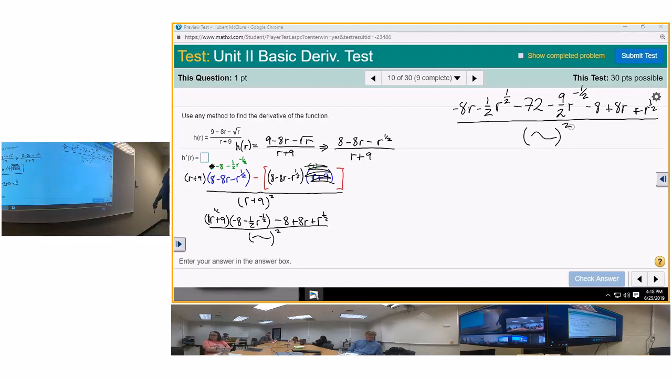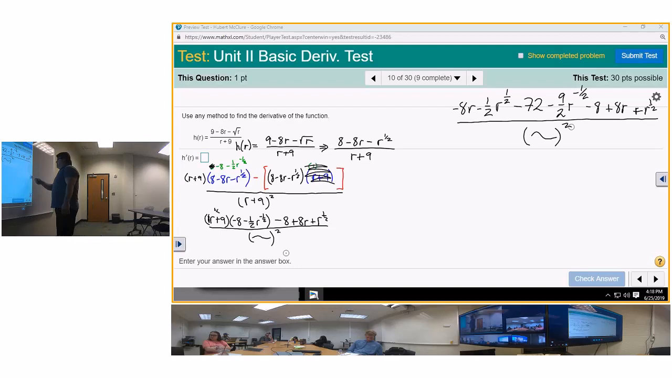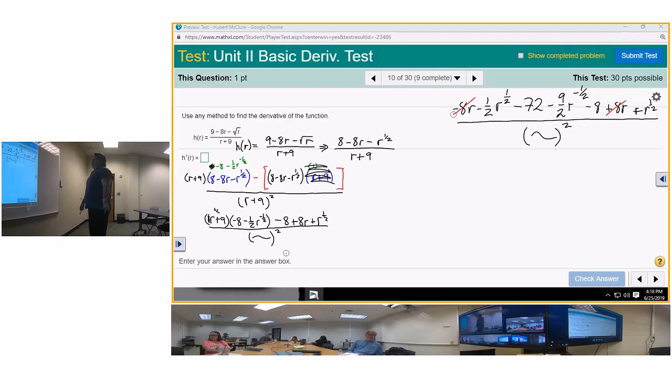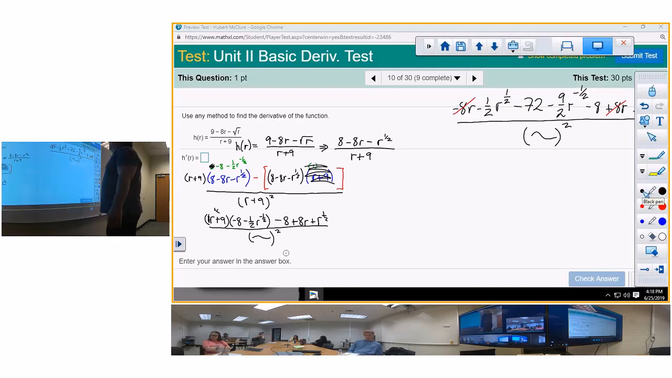Whew. Okay, good news. The 8R's do what? They cancel, Hubert. Thank you, class. And I don't see that 72. Looks like it's going to come down. Looks like we got a bunch of R's to the 1 halves. We got 2R to the 1 halves. So we can add those. And R, that's the same base. So it looks like we can, I'm going to rewrite this. And I'm just going to put the negative 72 down here.